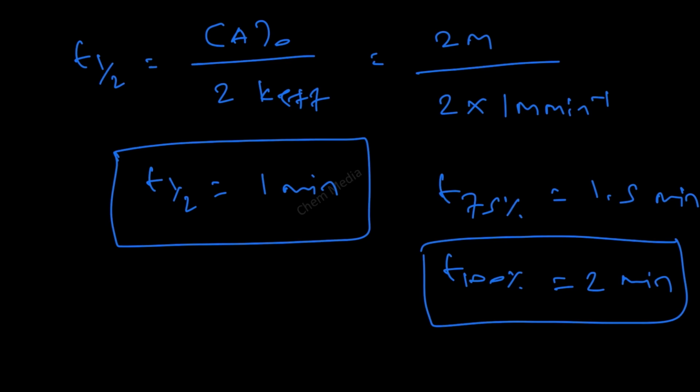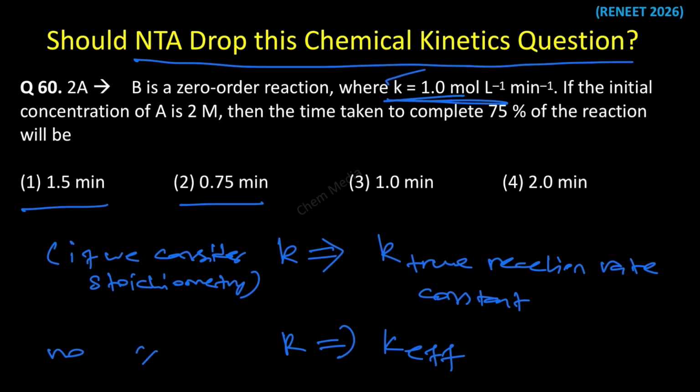So this is the reason I am saying both answers we can comfortably defend mathematically. For that reason, I think NTA should drop this question because they did not tell us whether this is the true reaction rate constant or effective rate constant or observed rate constant. Effective or observed, both are one and the same. So we don't know whether it is a true reaction rate constant or effective rate constant. For this reason, I say that there is an ambiguity in the question itself, and that's the reason NTA must consider dropping this question altogether, and everybody should be given +4 marks.